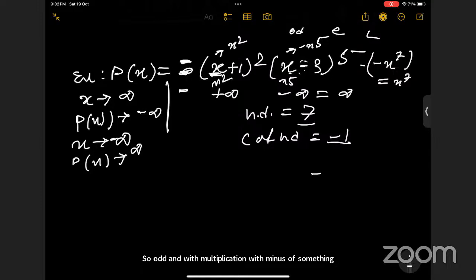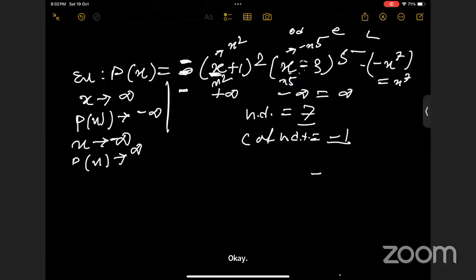Is it fine? That -1 is the coefficient of x power 7, the highest degree term. I mean, of the polynomial. The coefficient of x power 7 is -1. This is the coefficient of the highest degree term.